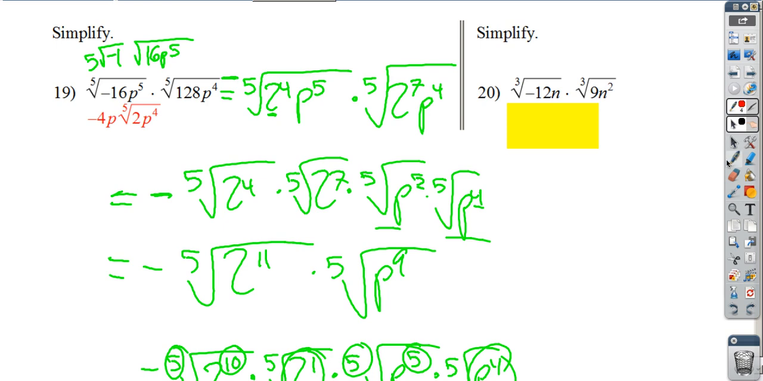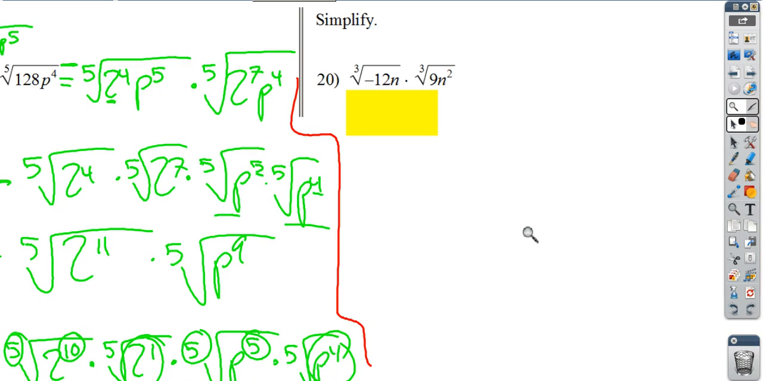Alright, last one. Very similar problem here on number 20. So let's begin again by, because we're taking the cube root of a negative, we can just pull the negative out front. And then what is 12 factored to? 12 is the same as 4 times 3. And 4 is 2 to the second. And 3 is just 3 to the first. And then we have the n right there.